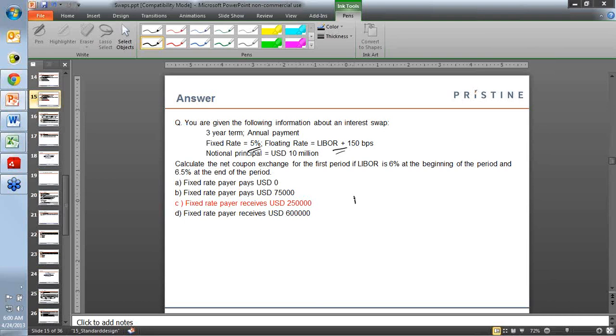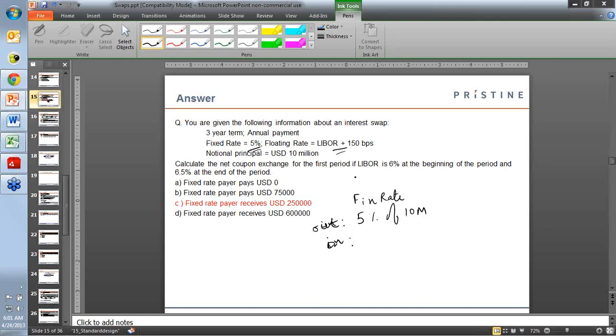So for the fixed rate payer, what is happening is it is paying out interest at 5% of 10 million, and so this is the outflow, and the inflow would be based on the LIBOR plus 1.5%.